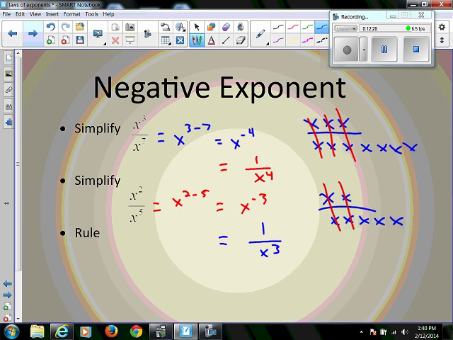Do we have a rule? We have a negative exponent. We make it positive and move it to the denominator. What happens if we had the negative exponent in the denominator? We would make it positive and we would move it to the numerator. You try these two on your own.